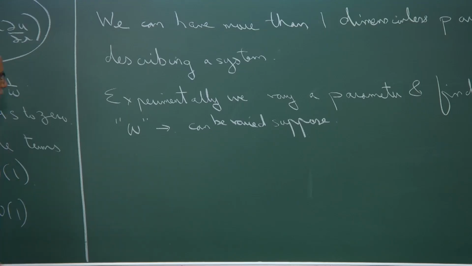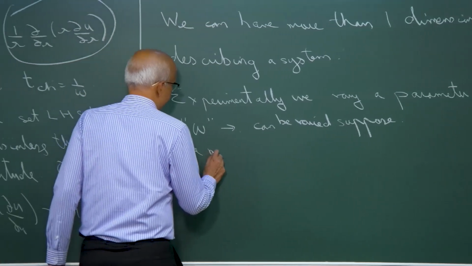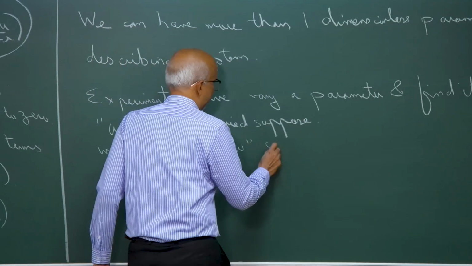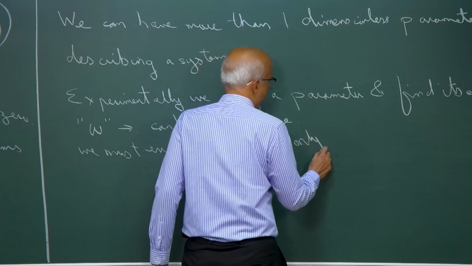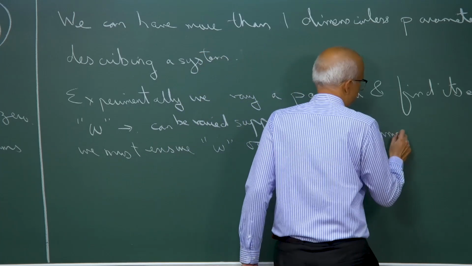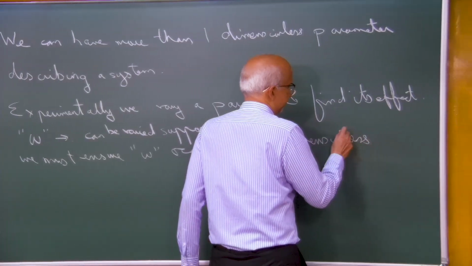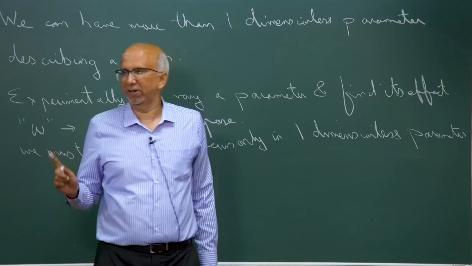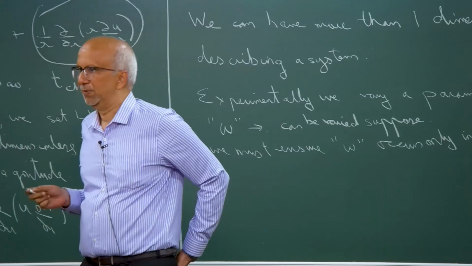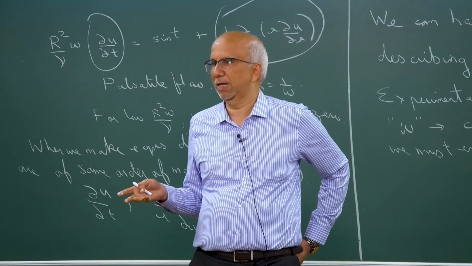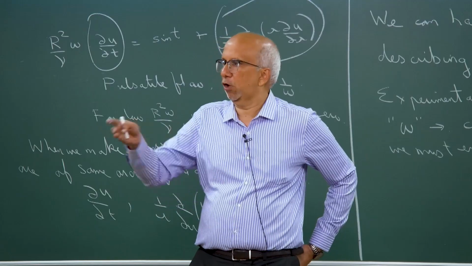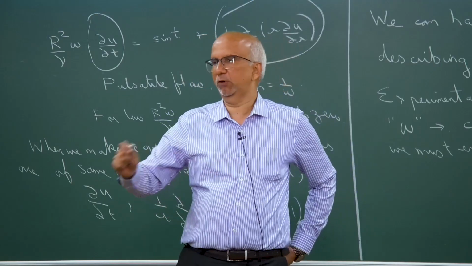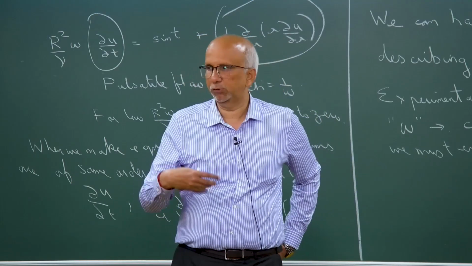Okay. So, we must ensure this omega occurs only in one dimensionless parameter. In our problem, there was only one dimensionless parameter, the Strouhal number, so there was no problem. But there could be some other problem where there will be 3 dimensionless parameters, and omega should not occur in the other 2. That is what I am saying. Okay. So, when you are varying one parameter, you are varying only one dimensionless parameter, then it makes sense for you to talk about it.